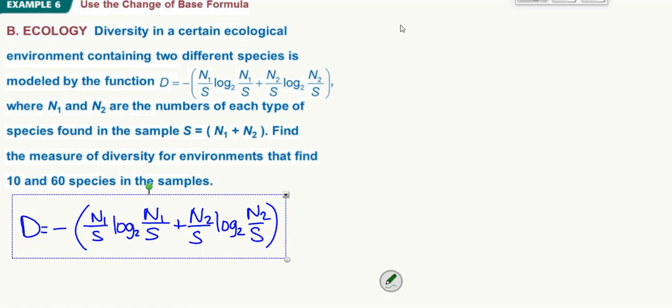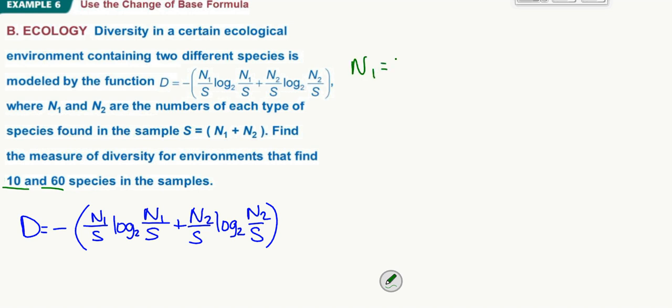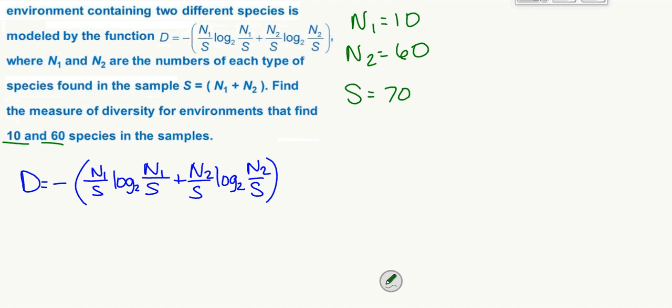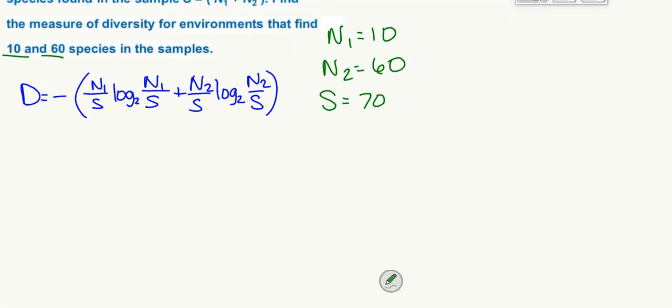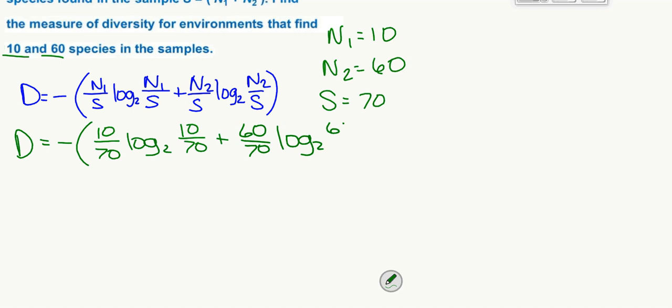So on this one, same directions as we go, but now our N1 and our N2 are 10 and 60. So N1 is 10, N2 is 60, and S is 70. So let's put those in and see what happens. So here is D equals negative parentheses 10 over, and I didn't say how I got S, but 70 is 10 plus 60. So 10 over 70 log base 2 of 10 over 70 plus 60 over 70 log base 2 of 60 over 70.